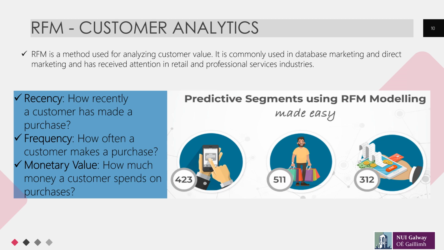Recency: how recently a customer has made a purchase. Frequency: how often a customer makes a purchase. Monetary value: how much money a customer spends on purchases.